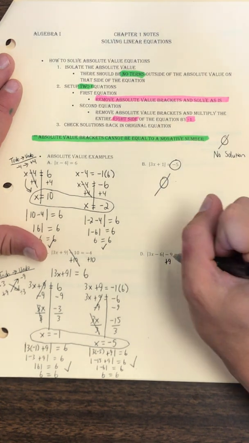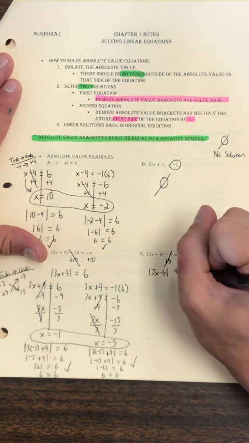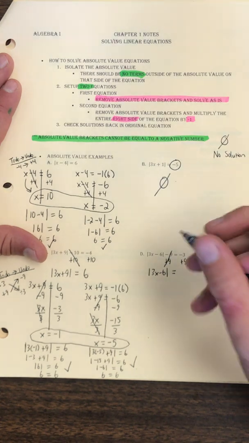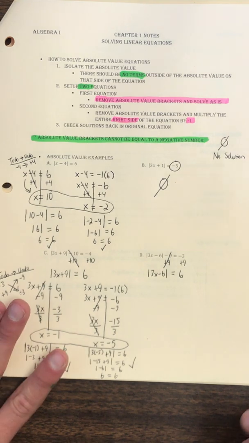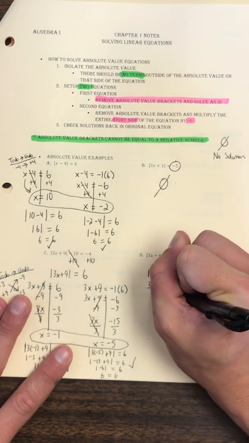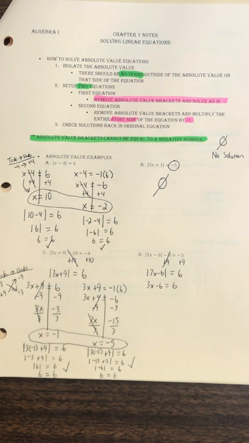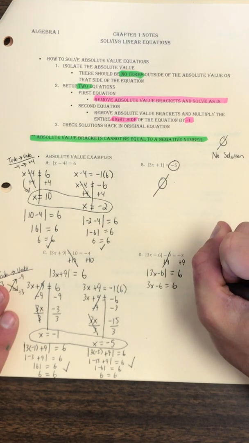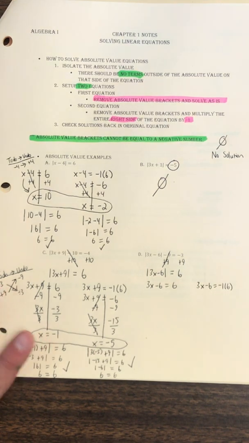So if I add 9 across, I end up with the absolute value of 3x minus 6, which is equal to negative 3 plus 9, which is 6. Once I've done that, now I can create my two equations. First equation, remove the absolute value brackets, solve exactly as it is. So 3x minus 6 equals 6. Second equation, remove the absolute value brackets, and then multiply the entire right side by negative 1. So 3x minus 6 equals negative 1 times 6.